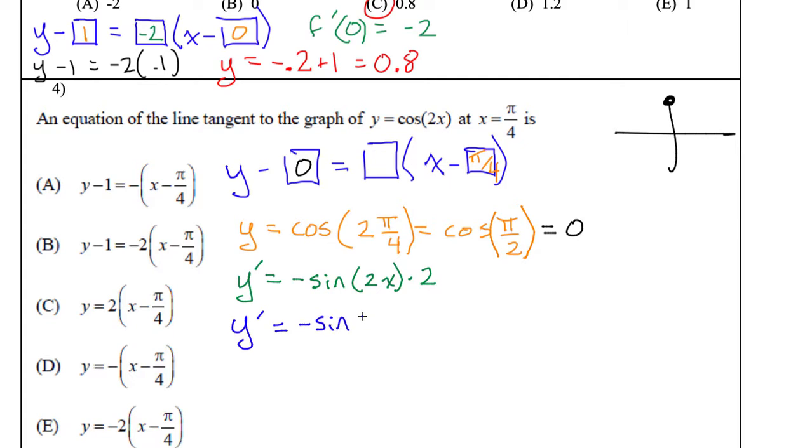So when you did the first of the cosine, you didn't take the derivative, right? Exactly. We don't take the derivative because we're just trying to find the y-coordinate. The y-coordinate here is just plugging in. That's a y coordinate.